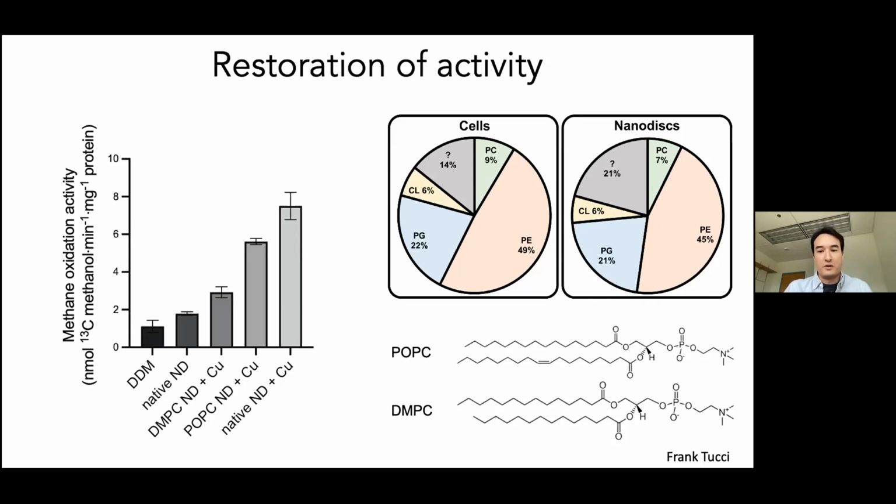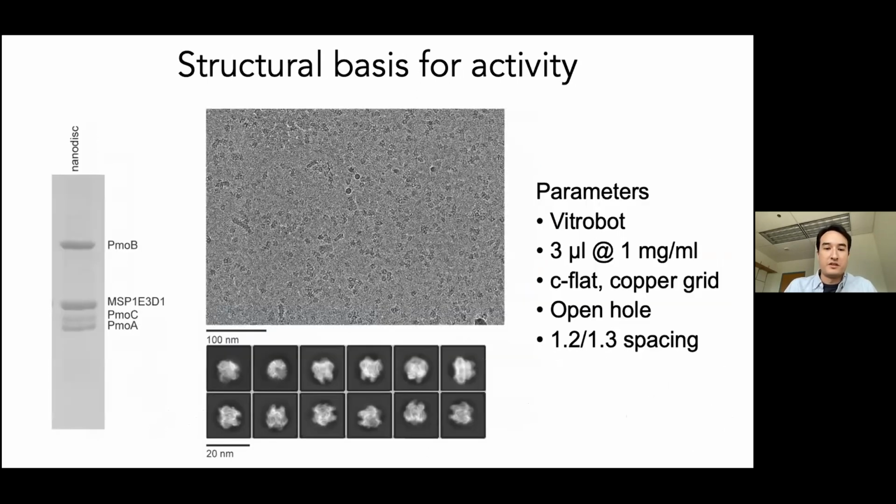And so to do that, I turned to CryoEM of this sample. So this is just an example micrograph. I'm showing the particles in ice, as well as the 2D class averages that emerge from that data set, where you can see the soluble region of PMMO emerging from the disk at multiple different angles. This is a gel showing 3 different subunits of PMMO, as well as the membrane scaffold protein polypeptide.